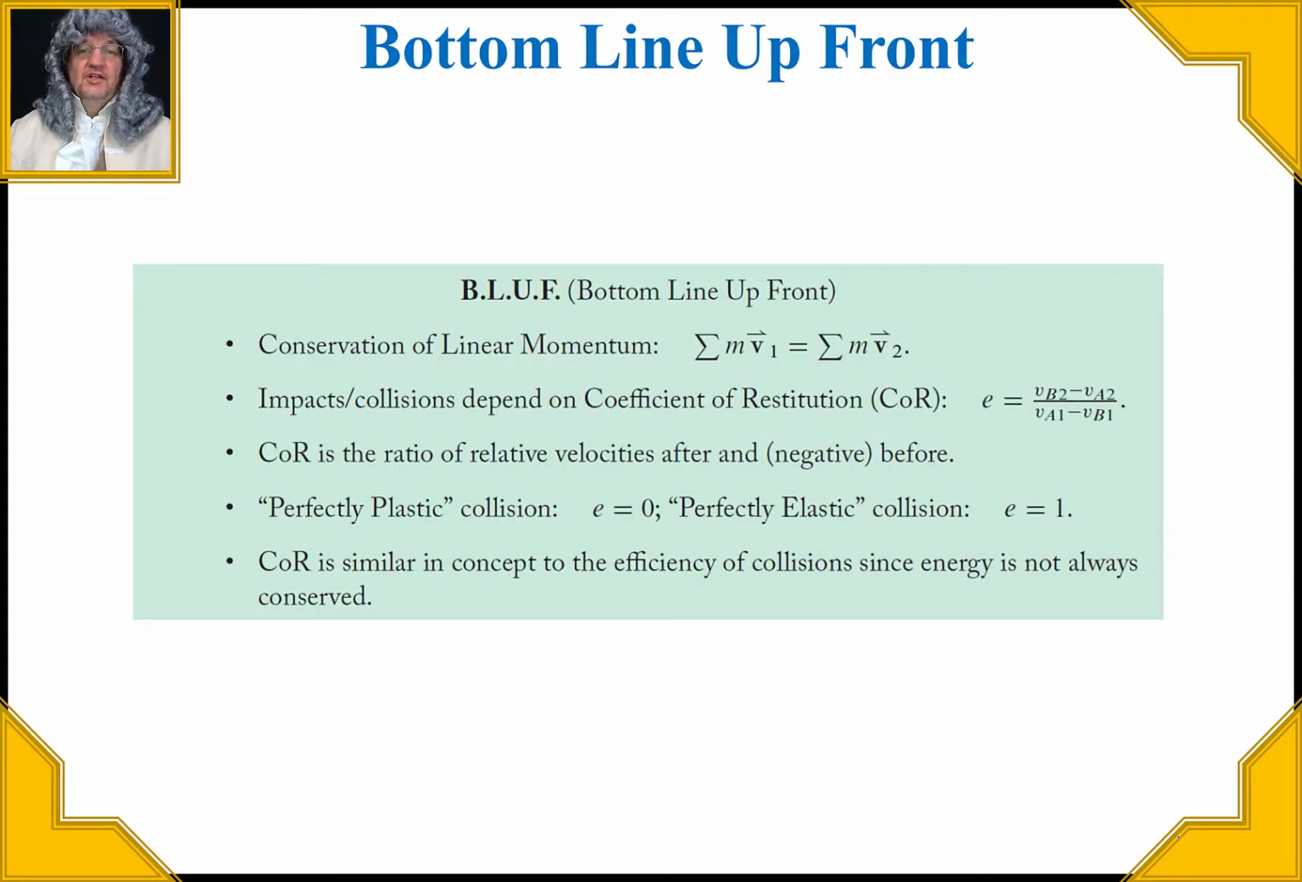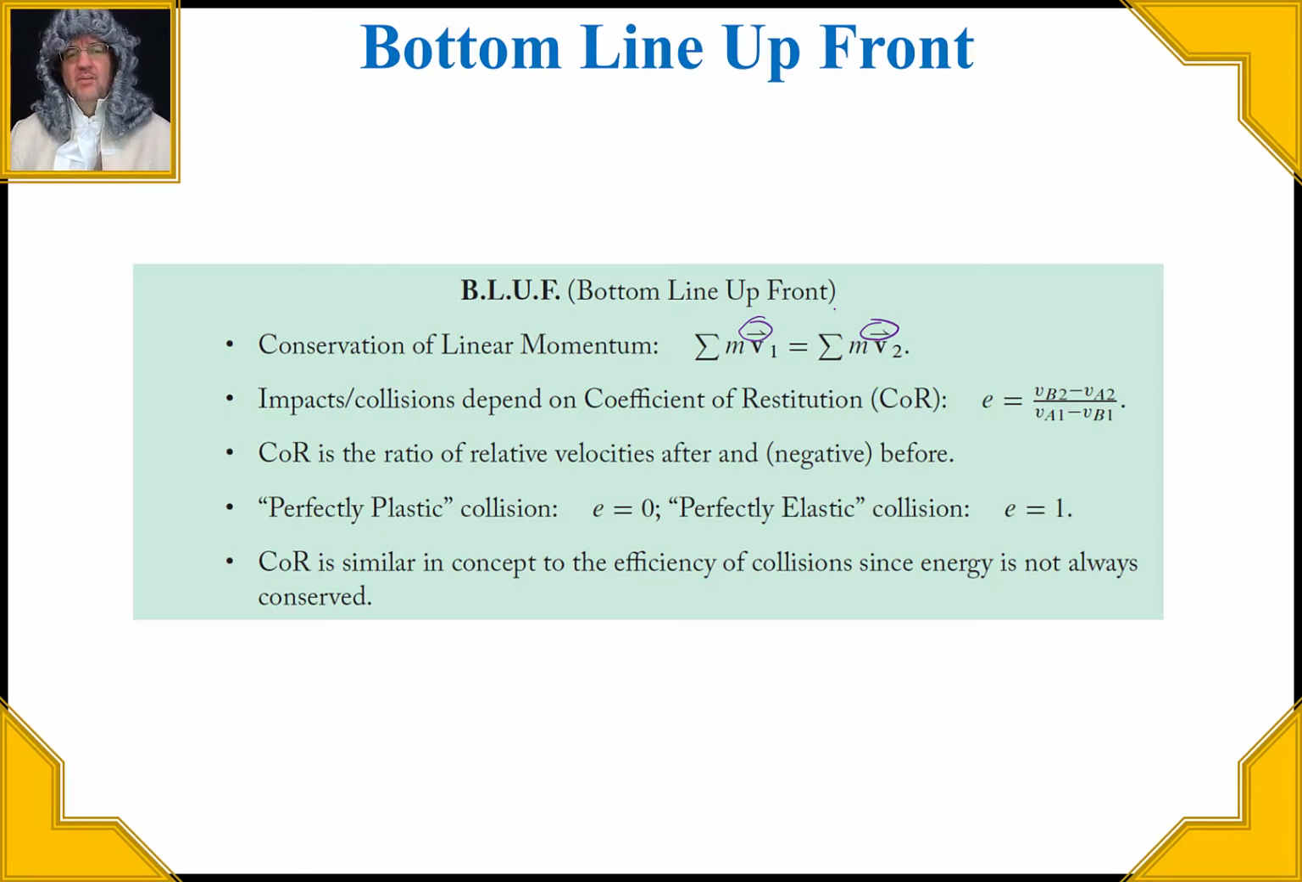For the bottom line up front today, when there's no external impulse, we have the conservation of linear momentum. So the sum of all the momentums in the initial state is going to be equal to the sum of all the momentums at the second state. That is the conservation of linear momentum. And we want to recall, as we're doing this, that these are vectors, right? So they have vector hats on top of them.